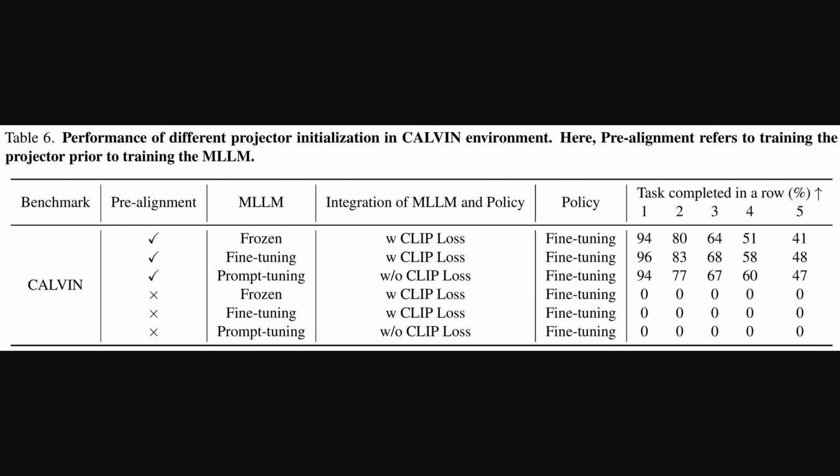Okay, building on those design considerations, this table specifically looks at the performance of different projector initialization strategies within the Calvin simulation environment. Now, a projector here is a neural network component that essentially bridges the gap, translating the output from the large, multimodal LLM so it can be understood by the policy network. The crucial takeaway here is the impact of pre-alignment, which means training this projector before training the main, large, multimodal LLM. We see that without this pre-alignment, task completion rates plummet to 0, regardless of other settings, underscoring its fundamental importance for the two systems to work together effectively.